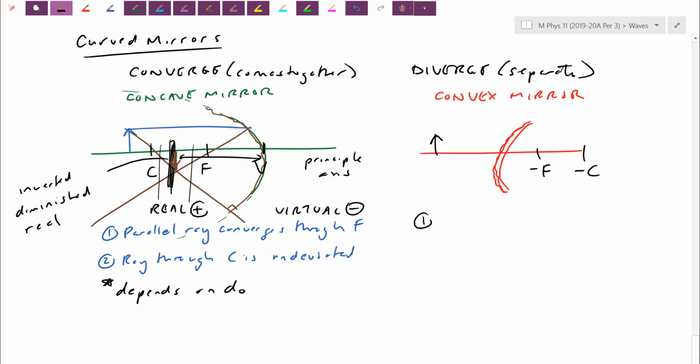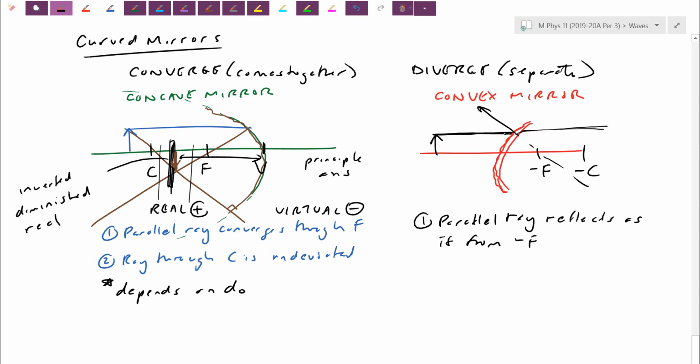You can draw your two rays again. Parallel ray reflects as if from the negative focal point. I know the light ray here never actually makes it through. A parallel ray to the principal axis was supposed to just bounce off. It's going to bounce off as if it had come through F. That's a nice corollary with the other side. Parallel would have converged to the focal point.